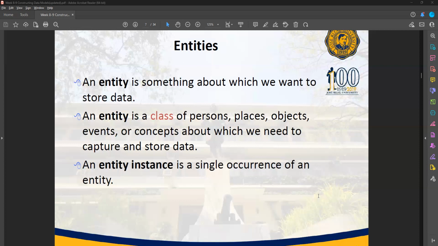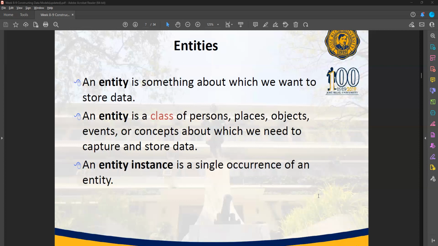Sarah, mahilig ka ba sa donut? Carry lang, sir. Parang flavor or variant. Ayan, tama, variant. Yes, Ben, go ahead, you're raising your hand. Opo, yung mga different types of donuts, types of Bavarian donuts, variants. Okay, very good, no?